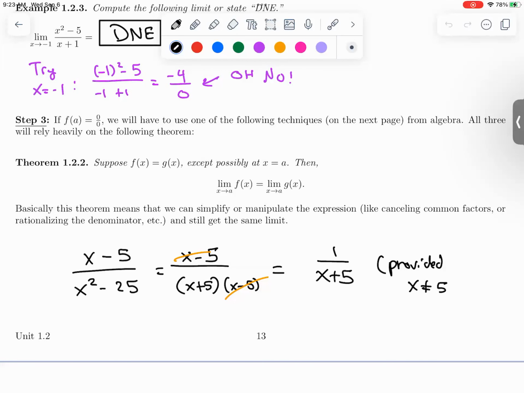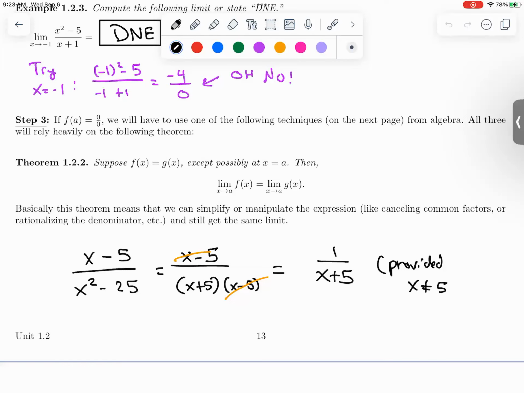Welcome back, everybody. We're brushing up where we left off. Theorem 1.2.2 was that if your functions are all equal to each other, except possibly at the x value in question, a, then the limits are the same.